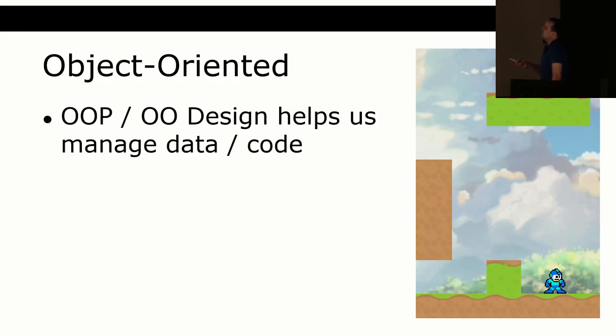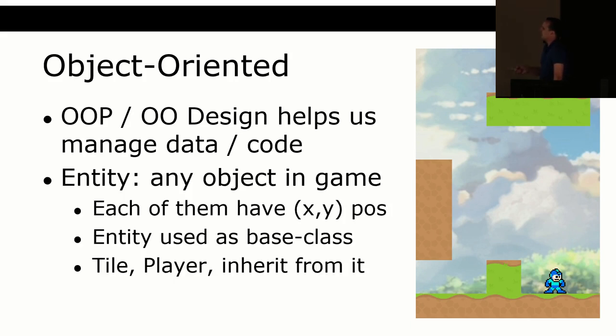So OOP and OO design helps us manage data and code. For example, our entity in the game, let's say we're looking at Mega Man here, or a tile, each of them have an XY position. It's a 2D game, so they all have a position at the very least. So if we use the entity as a base class, then we could have tile and player inherit from the base class. That's good object-oriented architecture. To have different things in your software system, notice the commonalities between them, make a base class with those common elements, and then have derived classes inherit from those things.